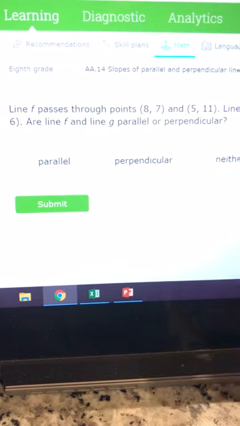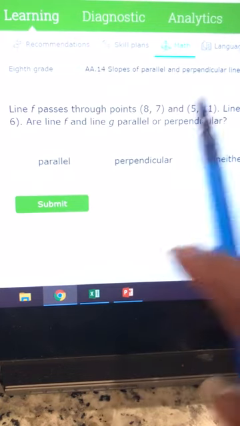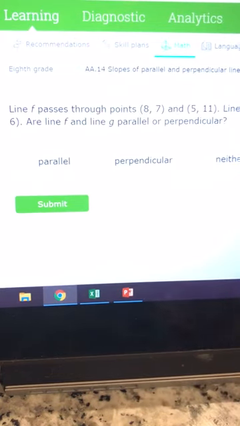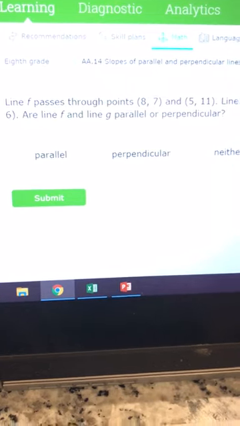When given 2 points, (8, 7) and (5, 11), in order to find the slope, you're going to have to subtract. So we have 8, 7, and then underneath it, please put 5, 11. These are my X numbers. These are my Y numbers. Please circle your 7 and your 11.